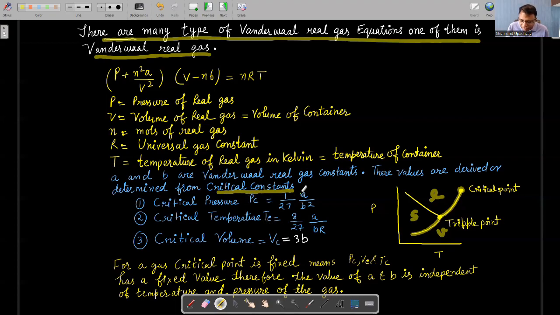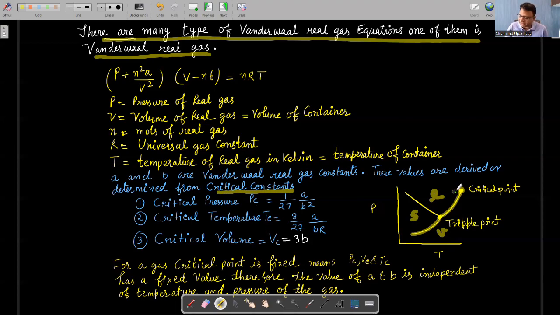We avoid calculating the value of B from VC because there is no instrument to measure the volume. There are instruments to measure pressure and temperature, but there is no instrument to measure volume. So when we calculate, there may be chances of human error. So we avoid calculating the value of B from critical volume. The values of A and B are obtained with the help of critical pressure and critical temperature, because there are instruments to measure temperature and pressure.